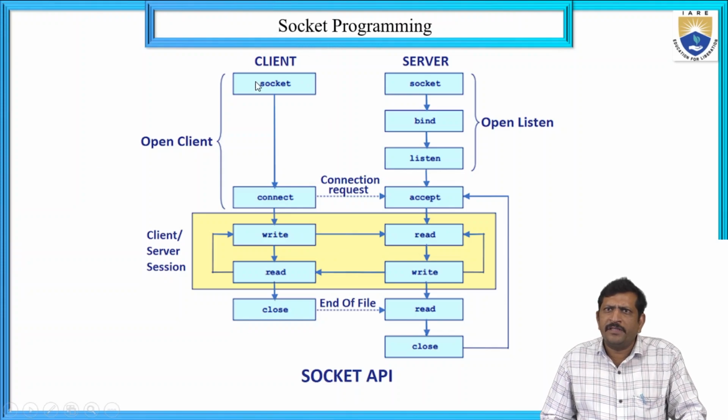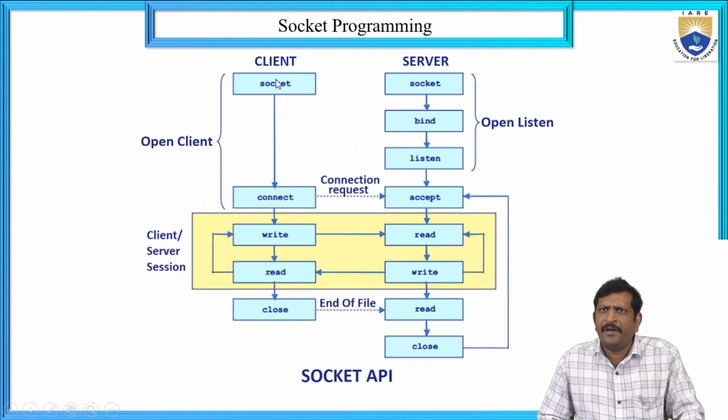Here, what is happening is that the socket opens at the client side. The socket connection is required for communication. If you want to communicate from client to server, on the client side we have to maintain one socket, and on the server side we also have to maintain one socket. Then there is the binding operation as a function call. Once binding is called, immediately there is a listen. The server opens the listen immediately. Once it does, the client connects.